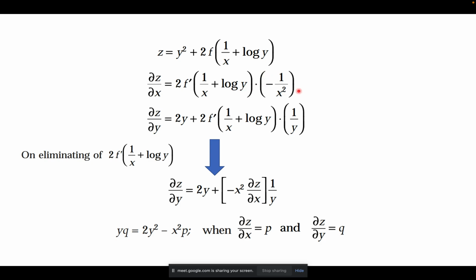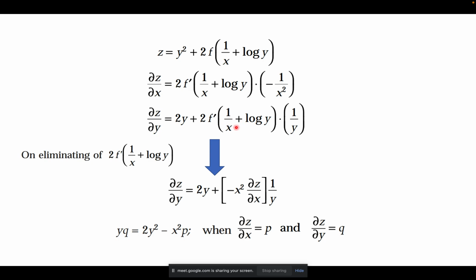Now you can do the same thing by taking the partial derivative with respect to y. The partial derivative of z with respect to y will be 2y, and again you take the derivative of this complete function. So you have 2f dash of 1 by x plus log y, and as f is a function of this log y, you need to take the derivative of this as well. The derivative of log y will be 1 by y. So you have the derivative of z with respect to y as this quantity.